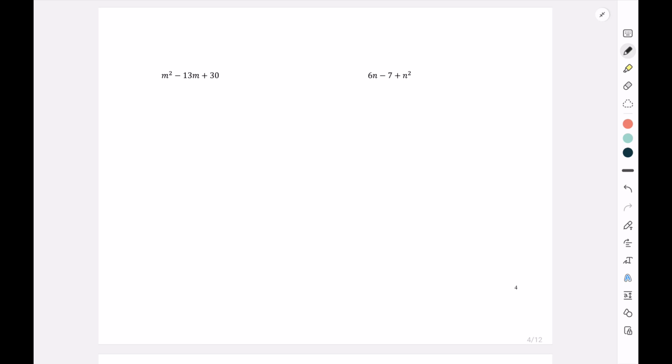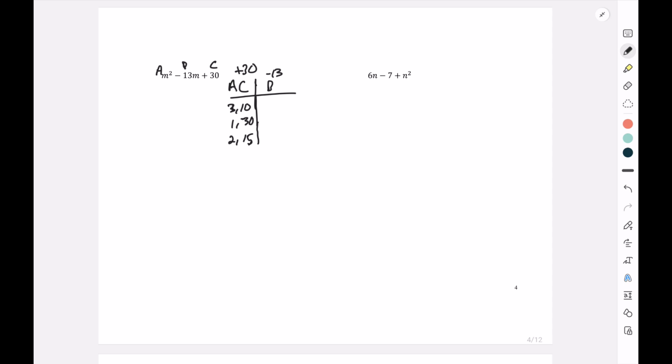So we're given m squared minus 13m plus 30. If we look at a, b, and c, we can see that ac would equal positive 30, and b would be a negative 13. And so looking at the factors of 30, we can see that we would have 3 and 10, 1 and 30, and 2 and 15, and we would possibly have more, 6 and 5, and so on.